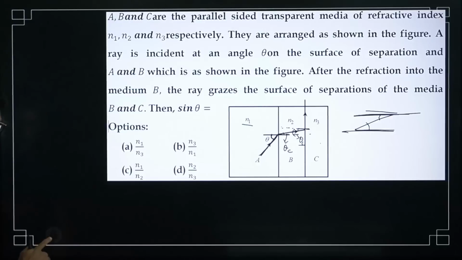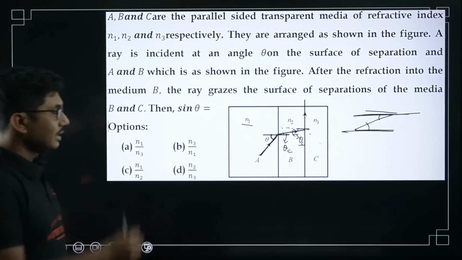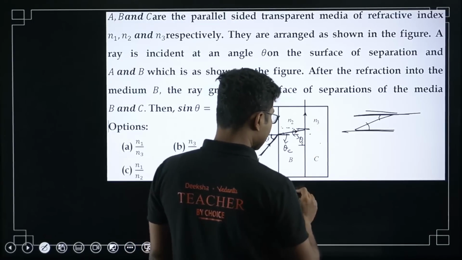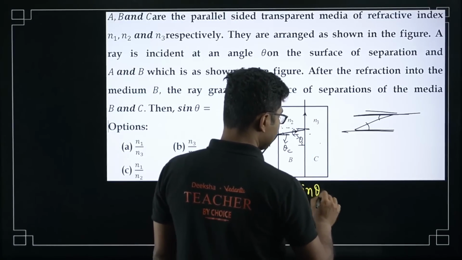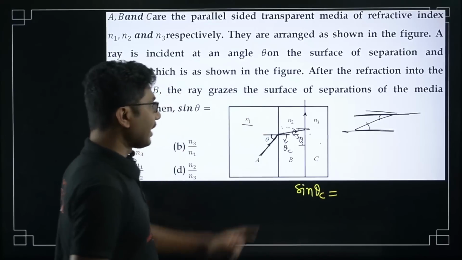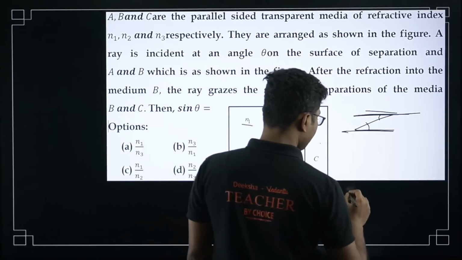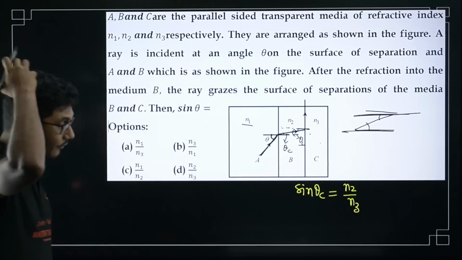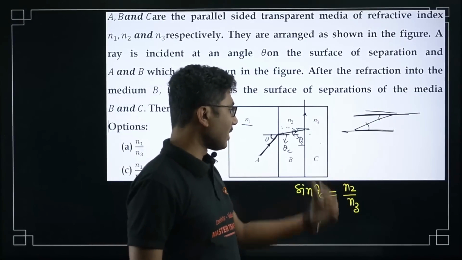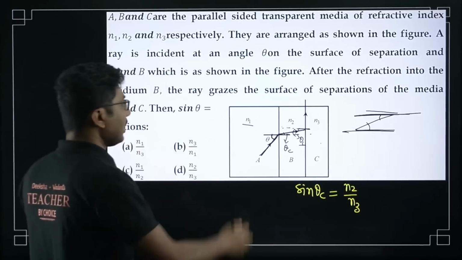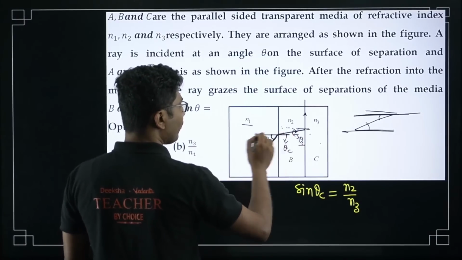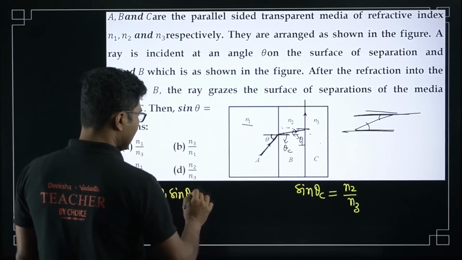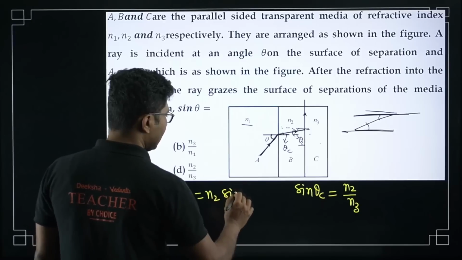Now what we will do, we will first apply the condition for total internal reflection, that is sine theta C is basically the refractive index N2 by N3. Right, this is the condition for total internal reflection. So sine theta C is basically N2 by N3. But this is not over yet. What we have to do is apply Snell's law for these first two mediums, that is N1 sine theta equals to N2 sine theta C.